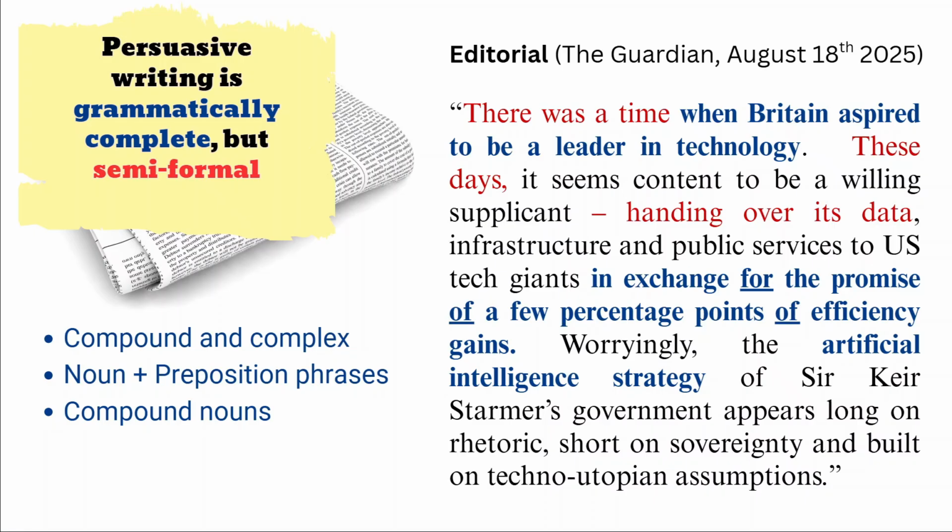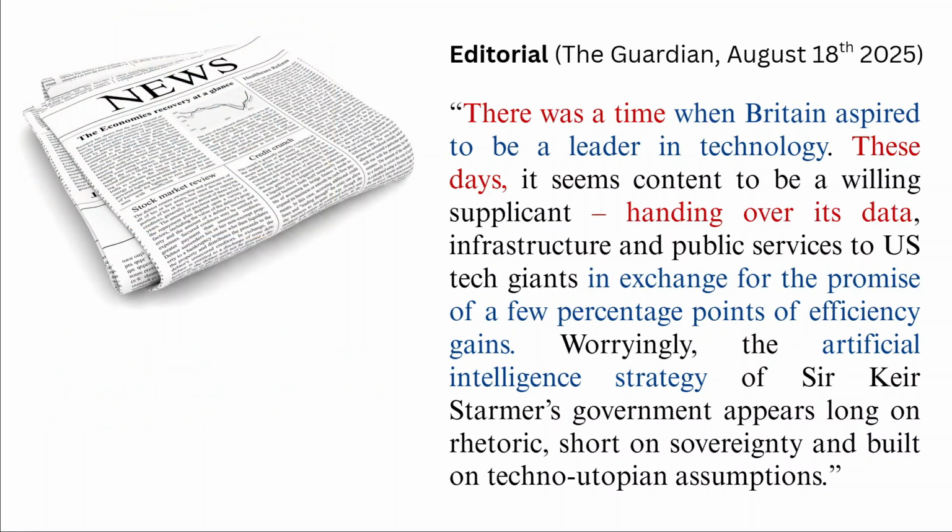And compound nouns, such as artificial intelligence strategy. In the novel, we saw that nouns were often described with adjectives, but as we become more formal and more professional, we start to see other nouns now describing nouns themselves. And here are some more features that are common to persuasive types of text.